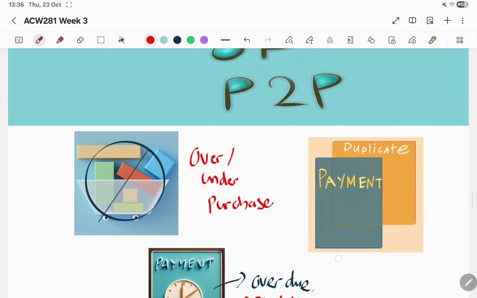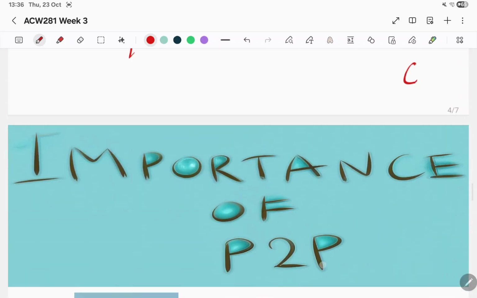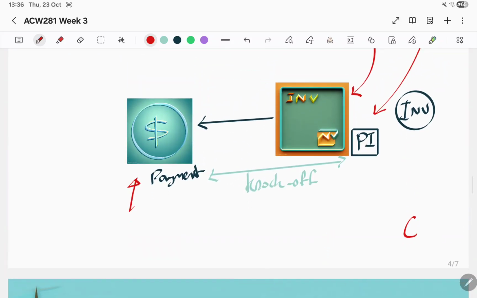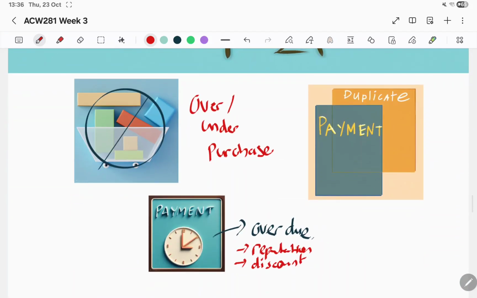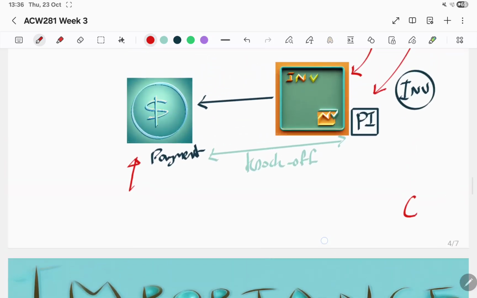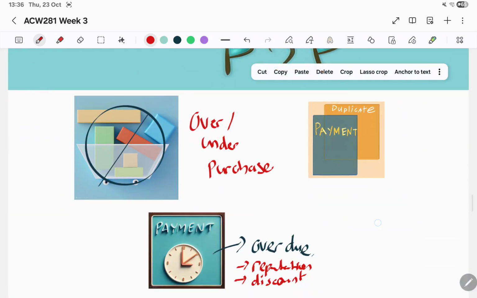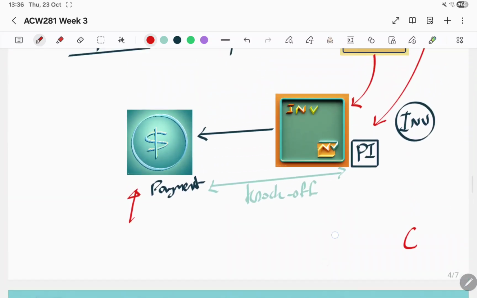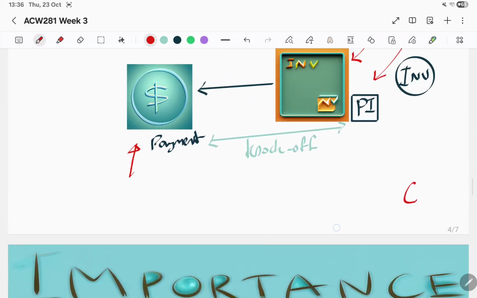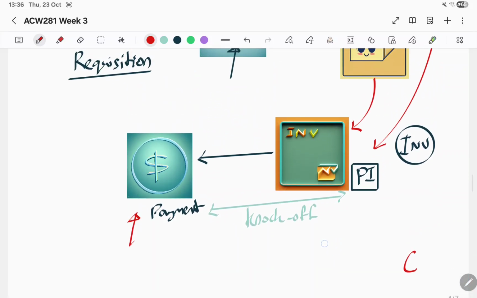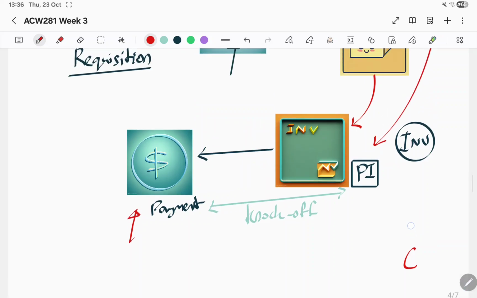All right, but again, why is it important? It goes back to you gaining the reputation and the discount over time, right? And finally, you want to make sure that you don't duplicate the payment. Not like you pay once and you pay it again.